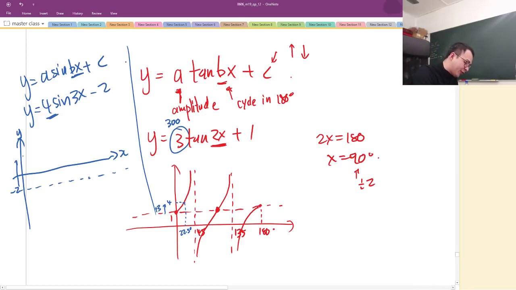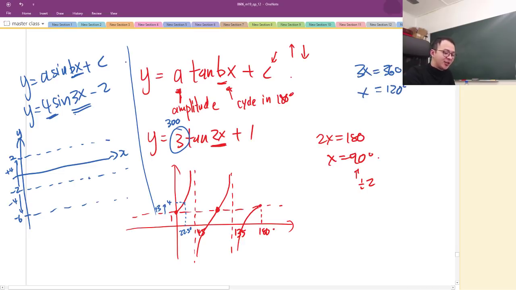So if I plus 4 here, I get 2. Here I minus 4, I actually get -6. So my whole graph should be between here. Okay, then I go to the 3x. 3x equals 360 degrees, x equals 120. This tells me that each cycle should stop at 120 degrees.